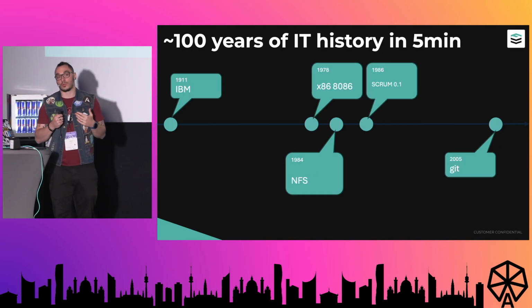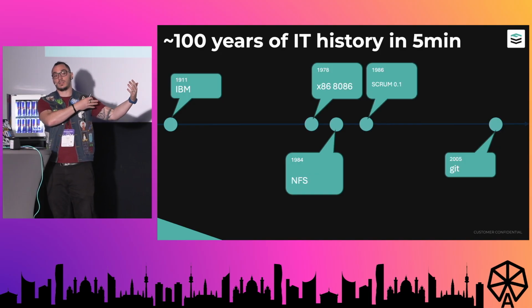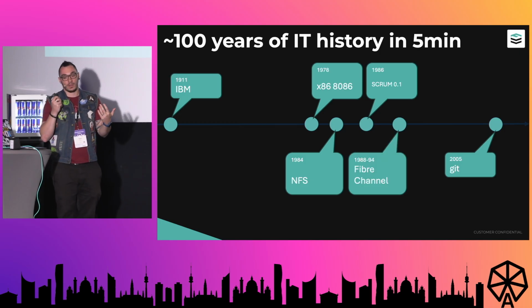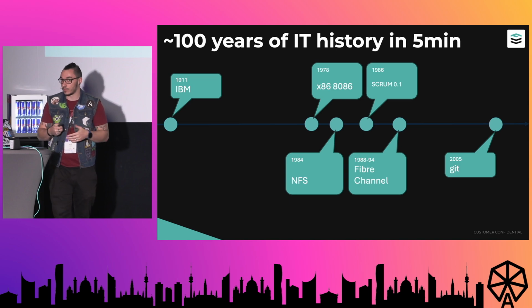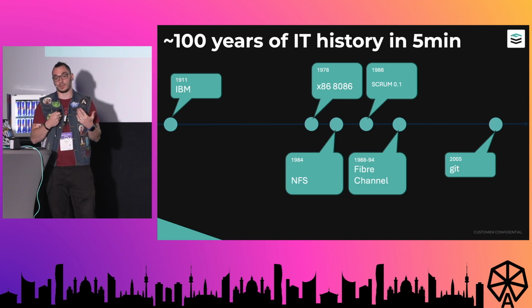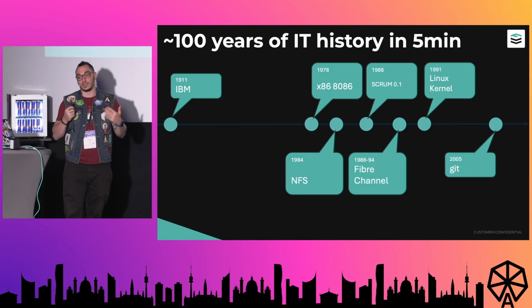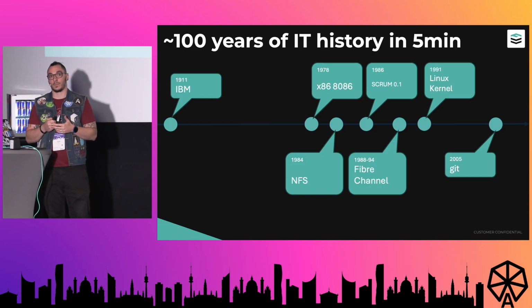Then we had the first draft of Scrum, not with an IT focus, but rather with a product development focus as a whole. A few years after that, Fibre Channel was developed, ratified by ANSI in 1994. And in 1991, we got one of the big milestones in IT and also in cloud native history, the development of the Linux kernel. By whom?